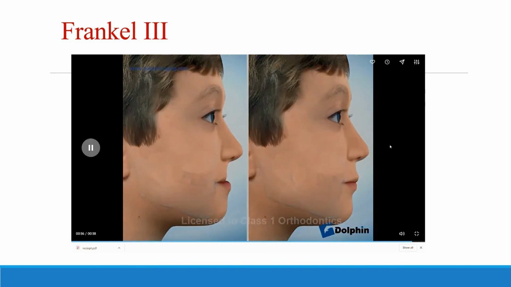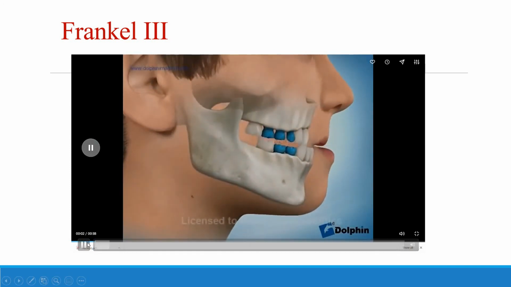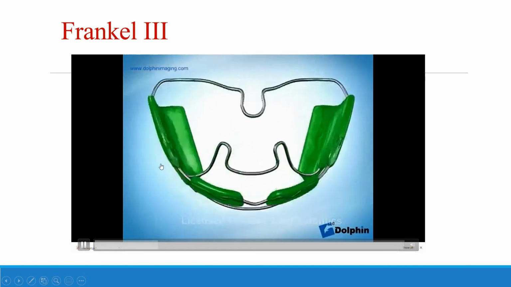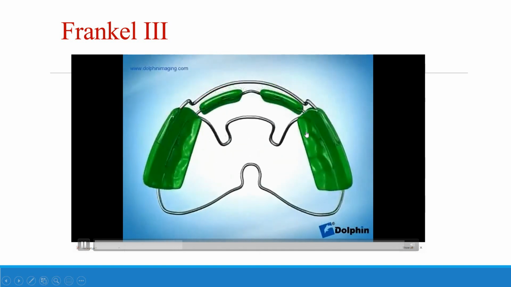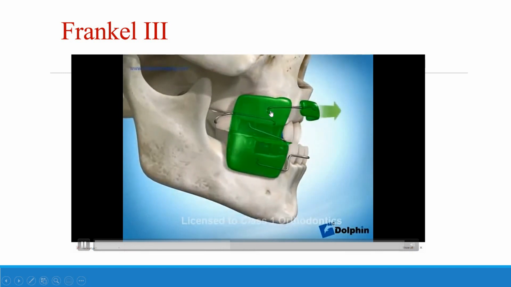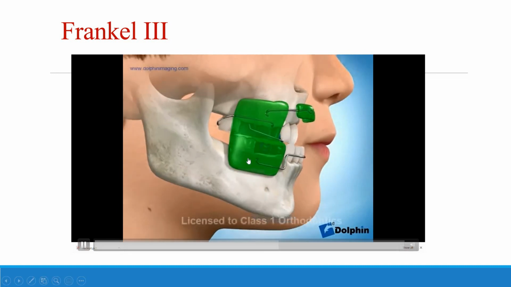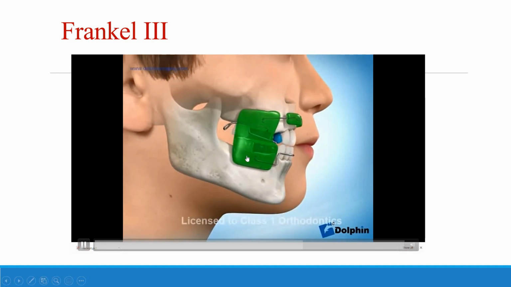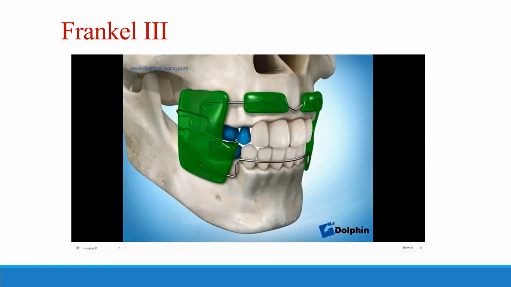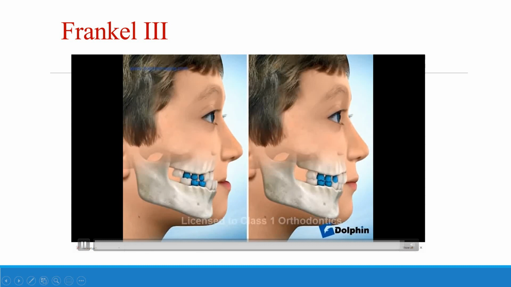The vestibular shields need to be positioned away from the alveolar process of the maxilla. Like here, it should be away from the maxillary process, but must fit closely to the tissue of the mandible here. This results in stimulation of maxillary alveolar development and restriction of mandibular alveolar development.